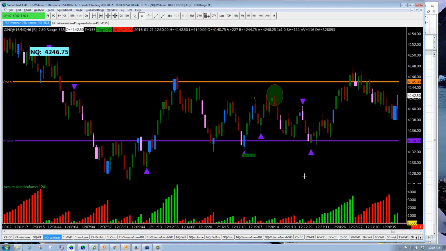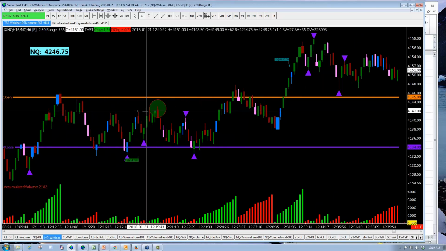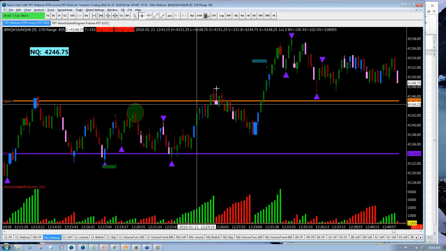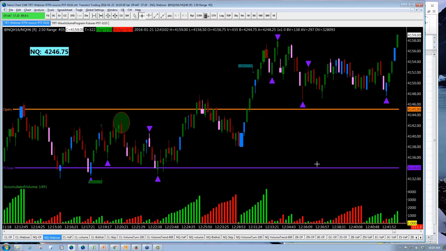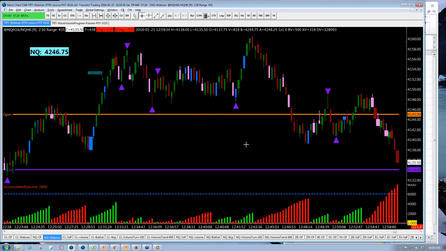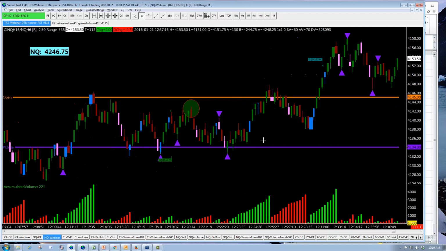11:30. Here, I went long here. Again, another case where not the best entry. You really need the big stop there. Exited right there for 10. Another good exit because the market's going to go sideways and then roll over here.